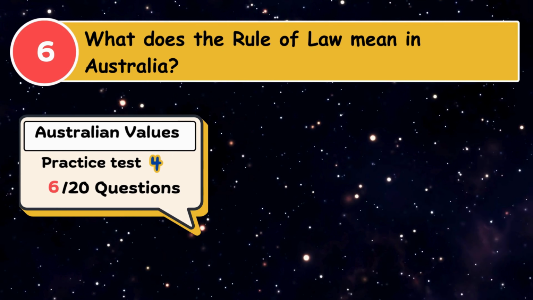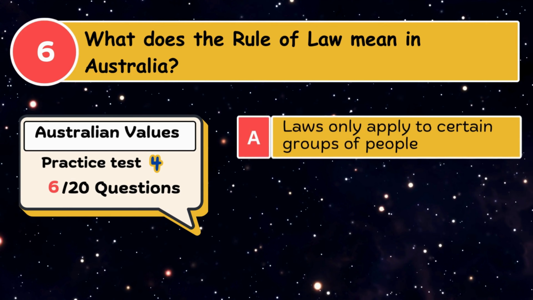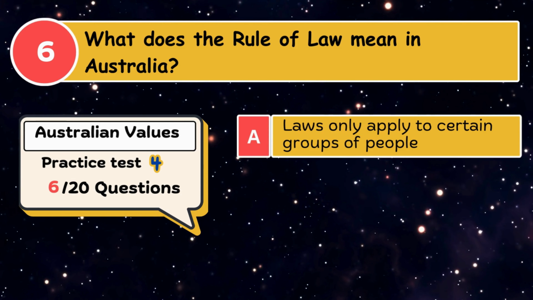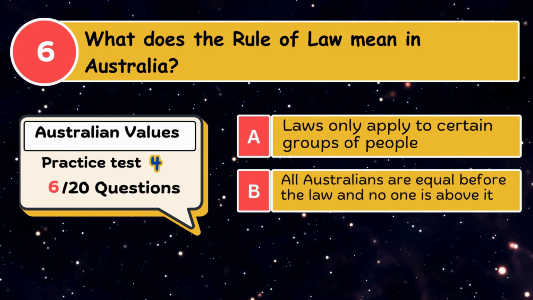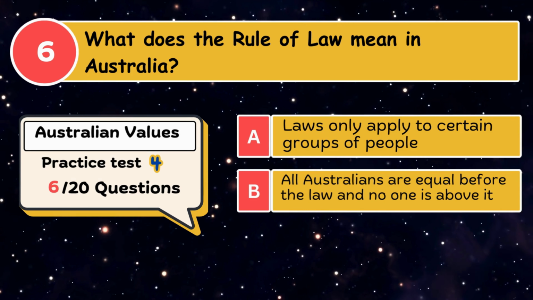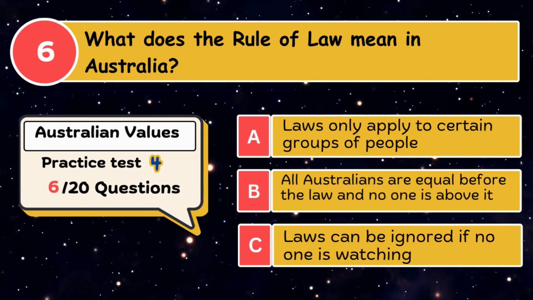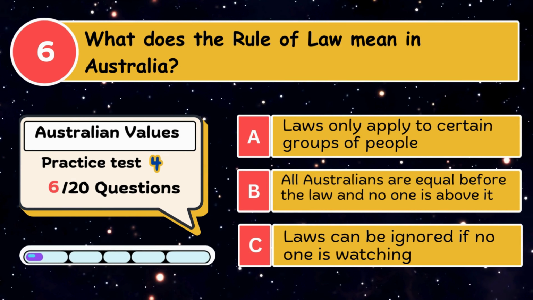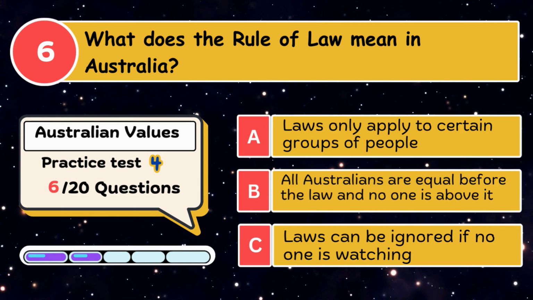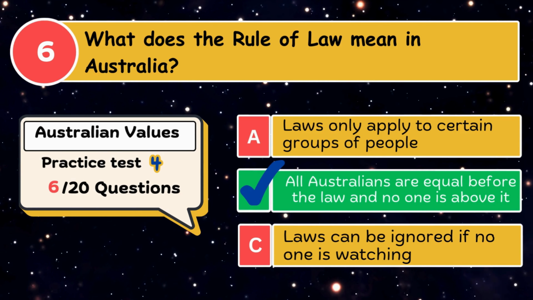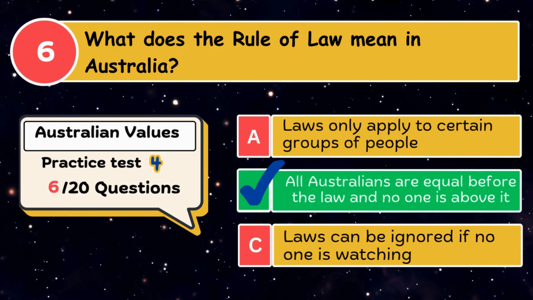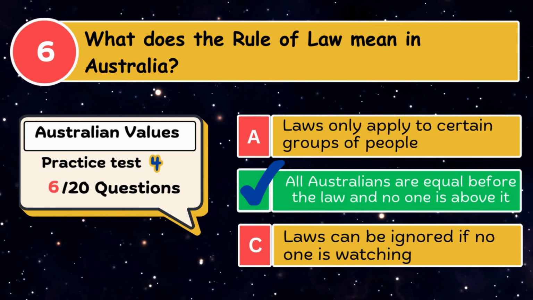What does the rule of law mean in Australia? A. Laws only apply to certain groups of people. B. All Australians are equal before the law and no one is above it. C. Laws can be ignored if no one is watching. The correct answer is all Australians are equal before the law and no one is above it.